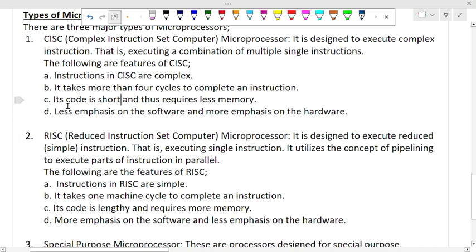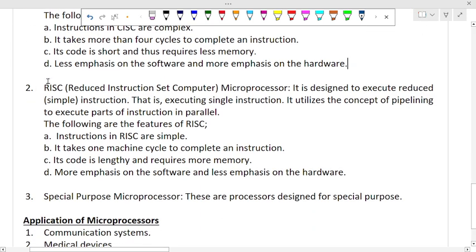Then, since we are writing short code, it means less emphasis is laid on the software. A code gives you a software. So short code means less emphasis on software, and then more emphasis on what? Hardware.